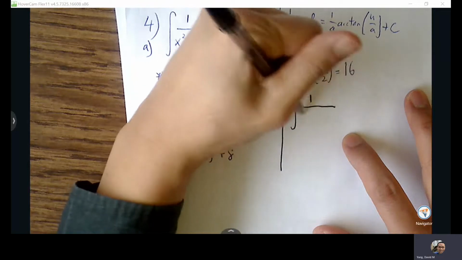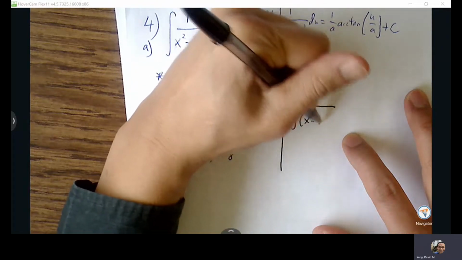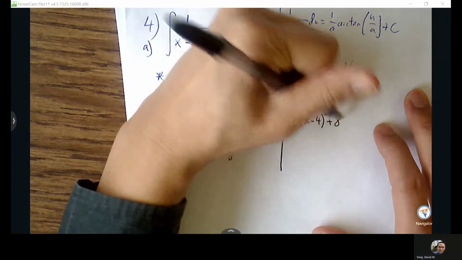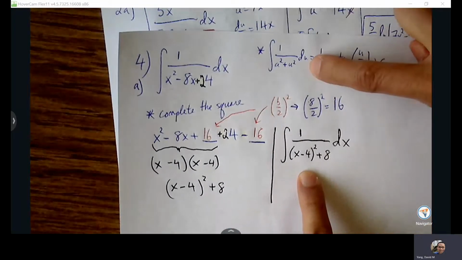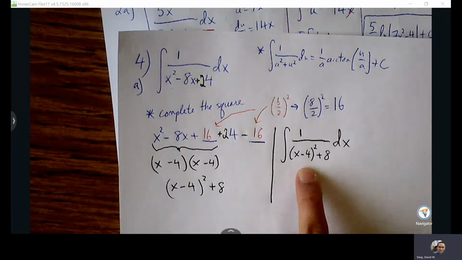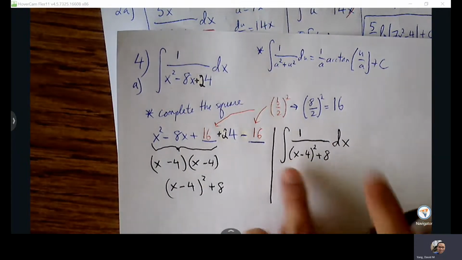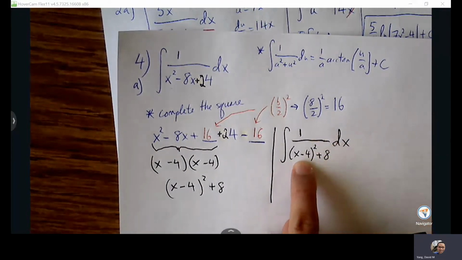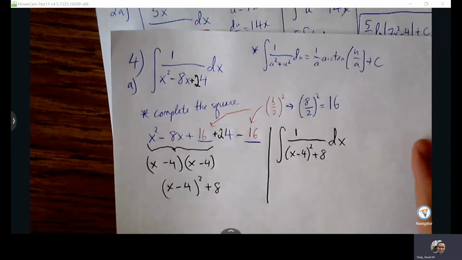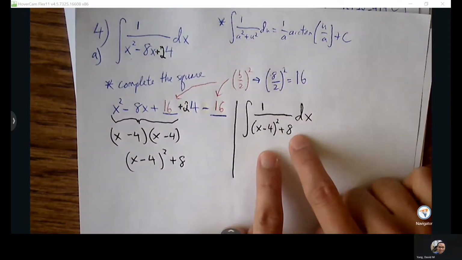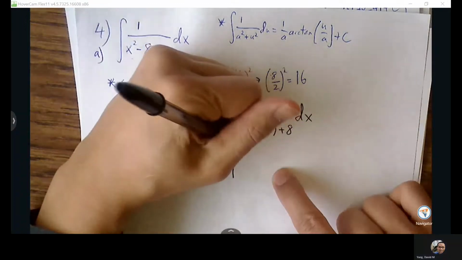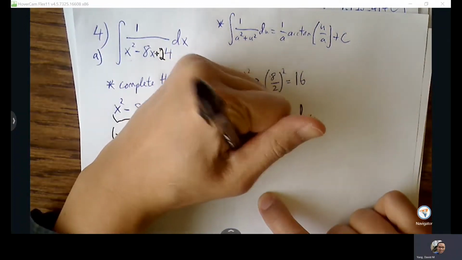Now we have a more straightforward problem to work with. This is beginning to look like our a squared and u squared. I do have the a and u flip-flop, but just know that your u has the variable and your a has the constant. There's still one adjustment we have to make. What needs to happen with that 8?